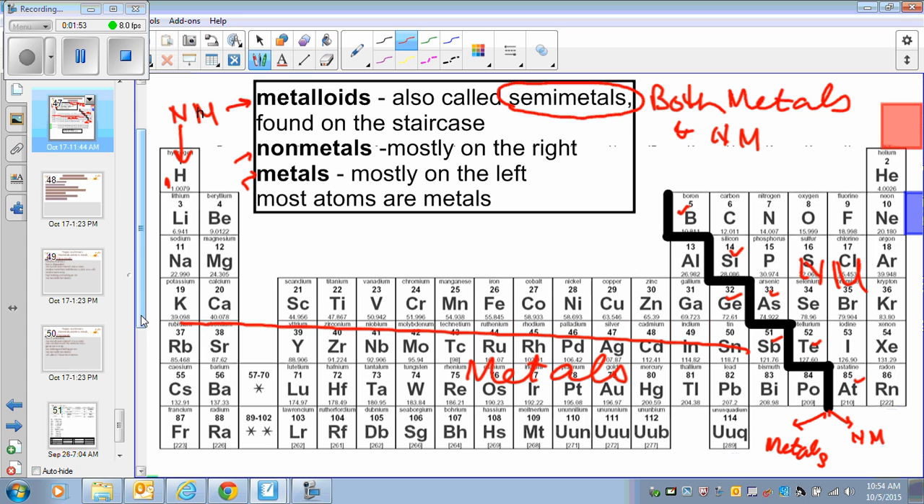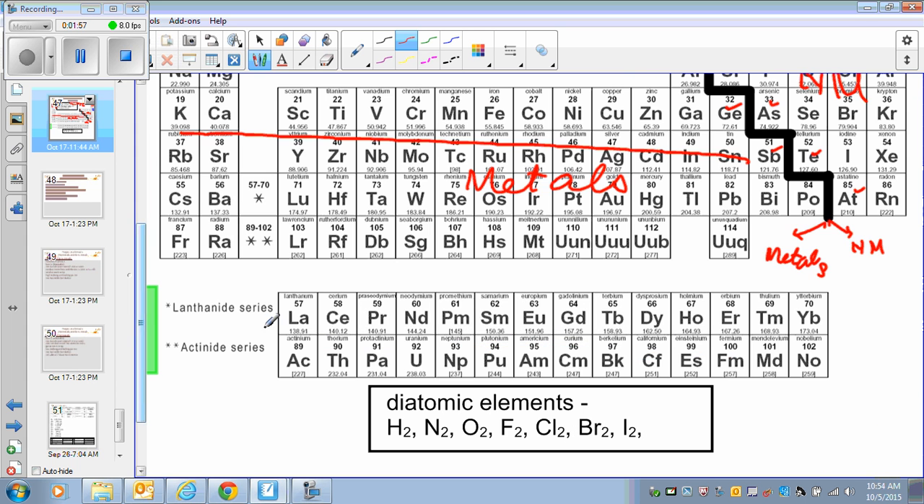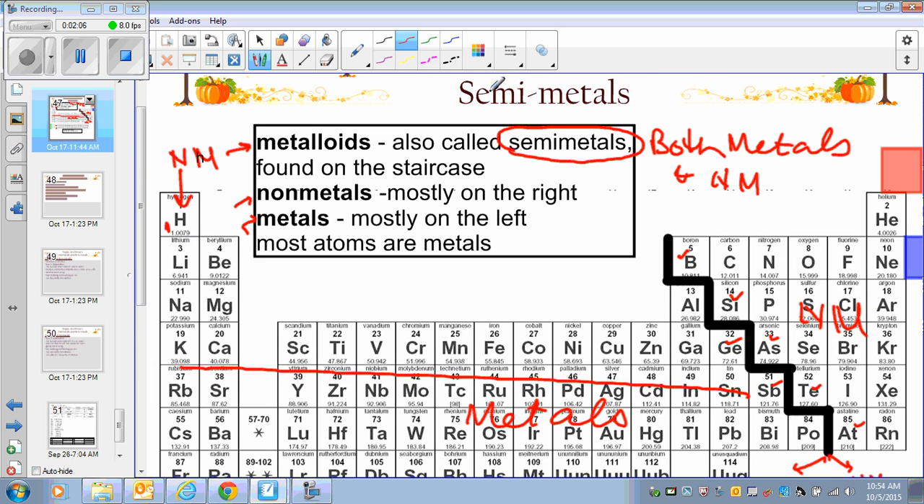So this is the main part, the classification of the periodic table you need to know. Then we know these series, lanthanides and actinide series, and we also need to know the diatomic elements. We have talked about this before. Let me clear this all up first.